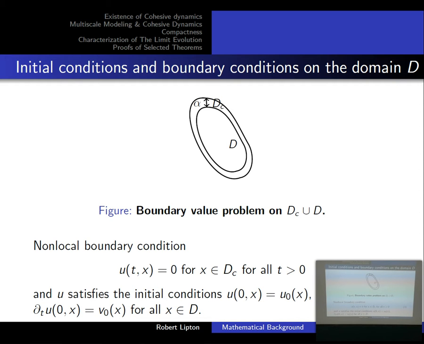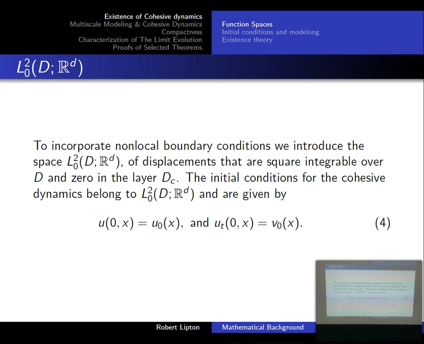on D, and the boundary condition is on the rind. And then we complement our dynamics, our boundary condition with the initial conditions, and here we have initial displacement and initial velocity. Okay. And the initial displacement is consistent with the boundary conditions.